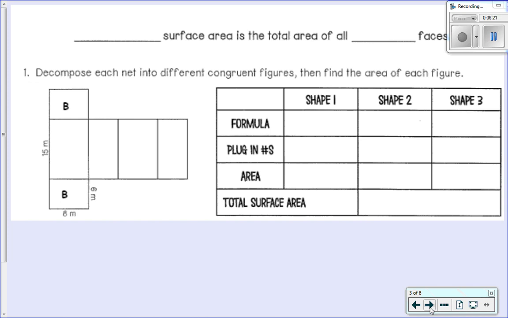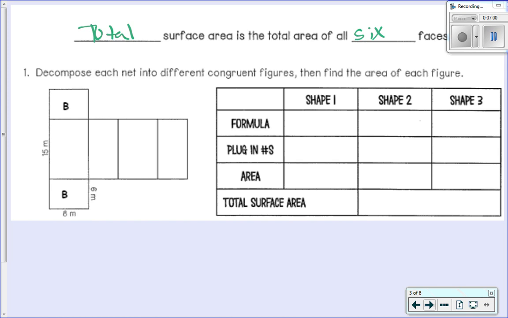All right, so let's look at this one. Total surface area is the total of all 6 bases, okay? So your option here, they have you separated into 3 different shapes, right? Because the base would be considered one shape, and then the congruent bases is the second shape, and then this is the third shape. If you like that, you can use that.